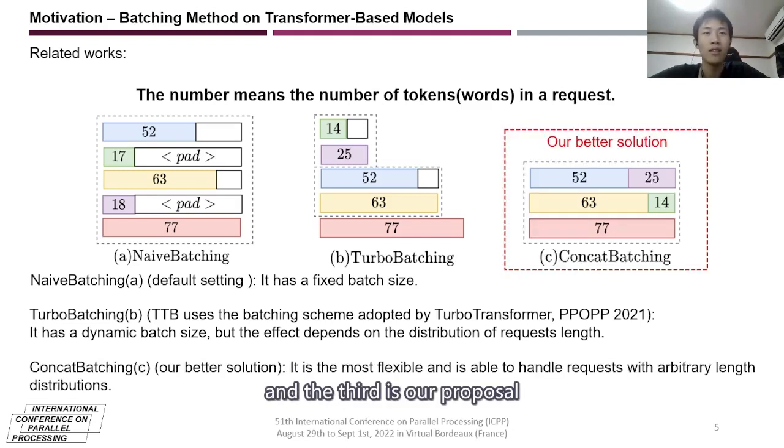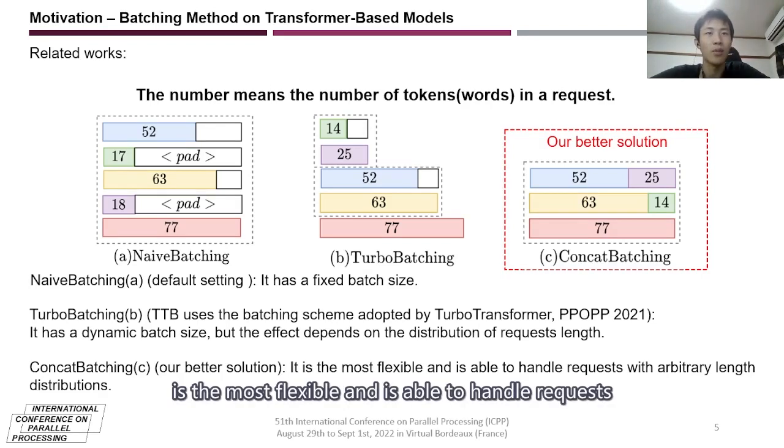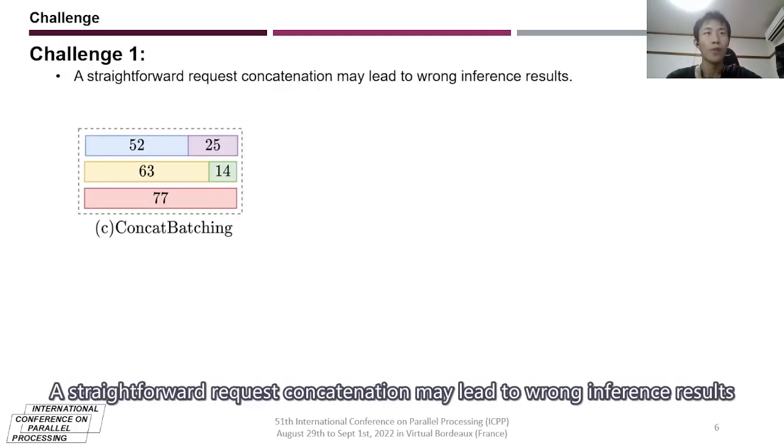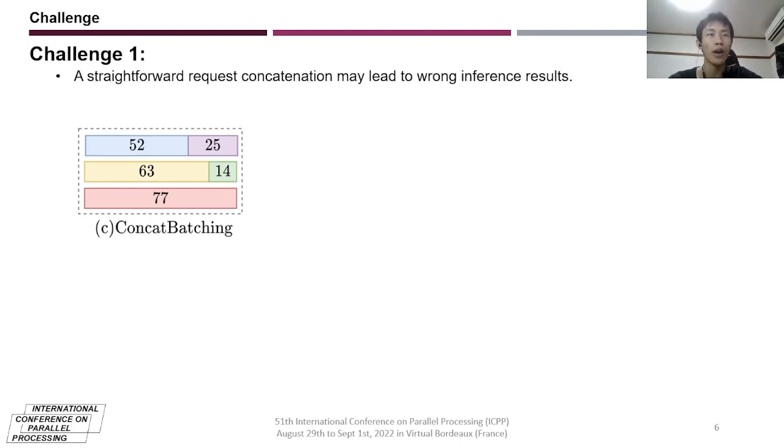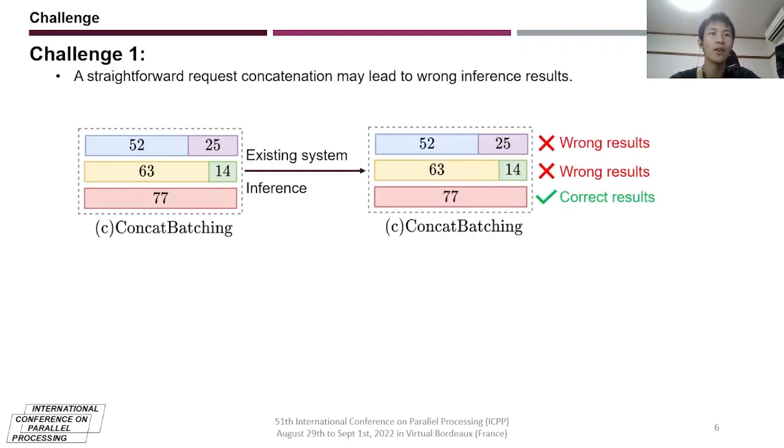And the third is our proposal. Concatenating requests together is the most flexible and is able to handle requests with arbitrary length distribution. A straightforward request concatenation may lead to wrong inference results. We tried to put the concatenated batching into the existing inference system, but we got wrong results. So we need to modify the inference algorithm.